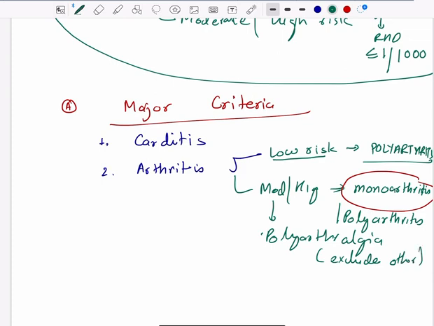Now we will come to the third criterion. We have covered carditis, we have covered arthritis, then chorea. Chorea is again common for both risk groups. If it is present, it is a major criterion. The fourth thing is erythema marginatum.